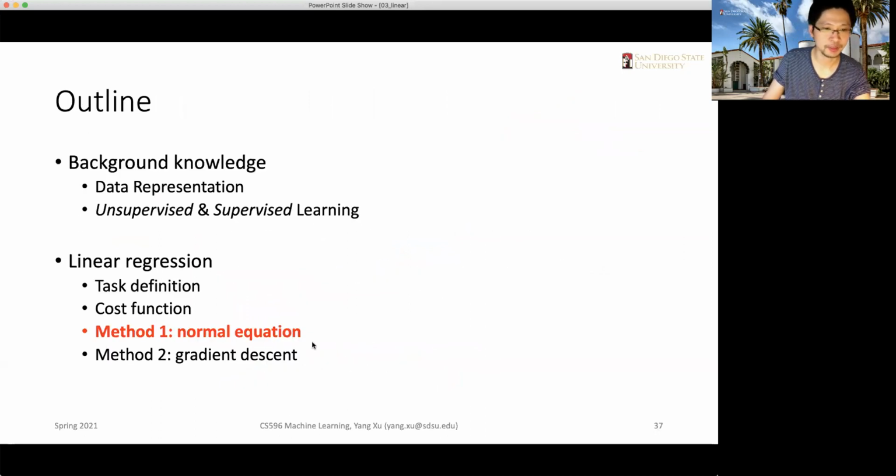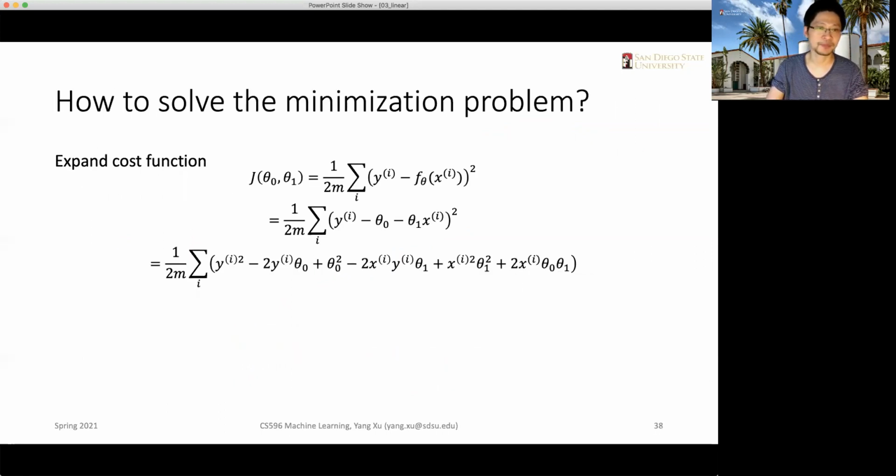Let's cover a little bit about the methods of solving the learning objective. Based on the learning objective to minimize the mean square error, how do we solve the problem to obtain theta 0 and theta 1? Okay, so now we need to do a little bit of math. How do we solve the minimization problem? Right, we want to minimize the cost function.